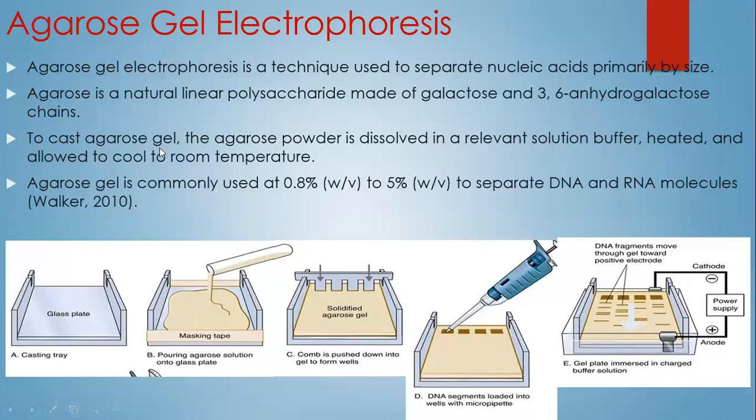To cast agarose gel, the agarose powder is dissolved in a relevant buffer solution, then heated and allowed to cool to room temperature. Agarose gel is commonly used at 0.8% to 5% to separate DNA and RNA molecules, according to the book by Wilson and Walker, 2010.